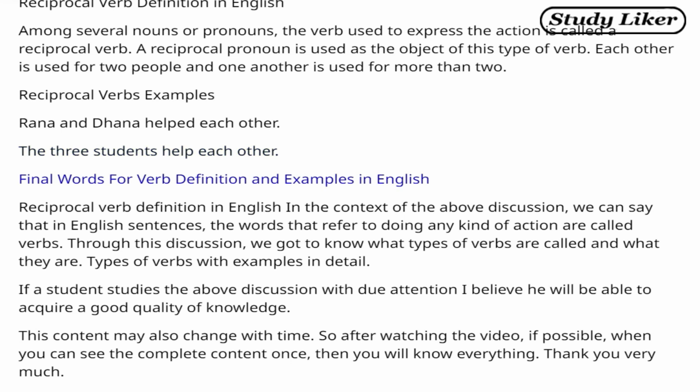Final words for verb definition and examples in English. In the context of the above discussion, we can say that in English sentences, the words that refer to doing any kind of action are called verbs. Through this discussion, we got to know what types of verbs there are and what they are. Types of verbs with examples in detail.